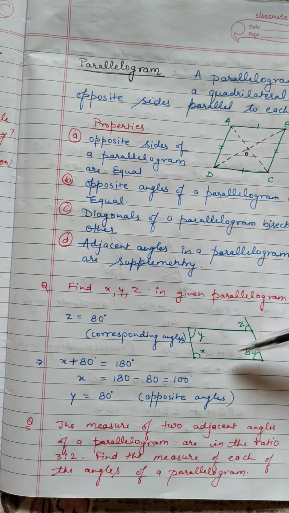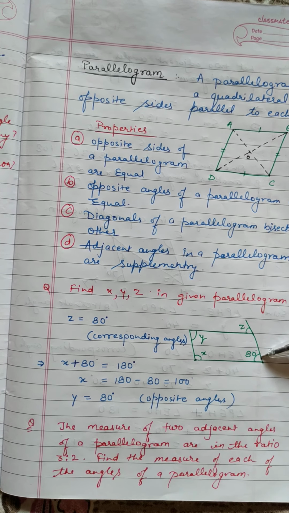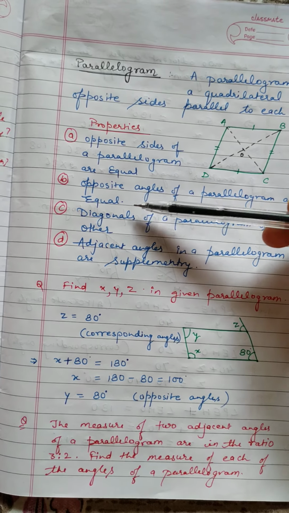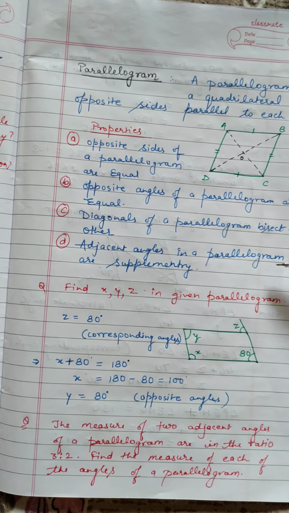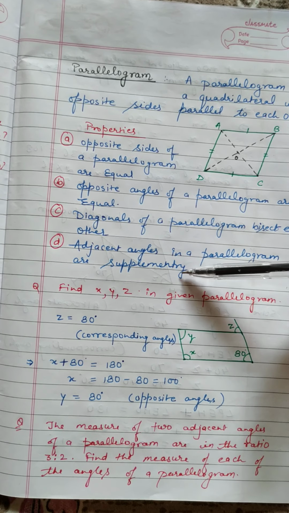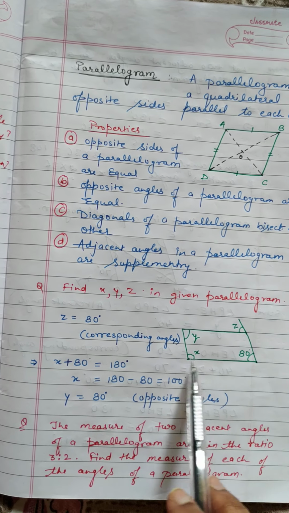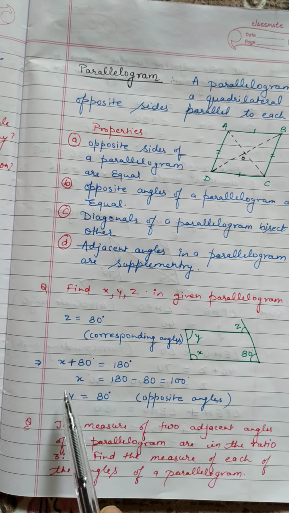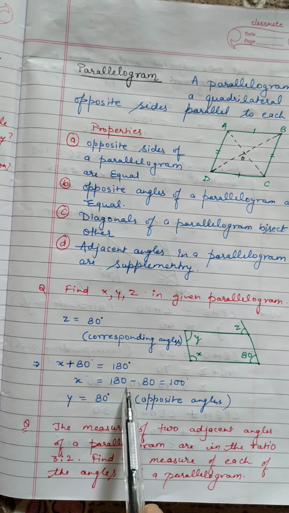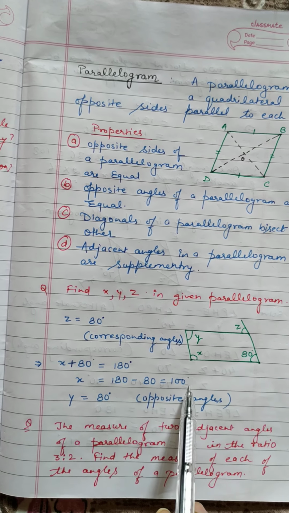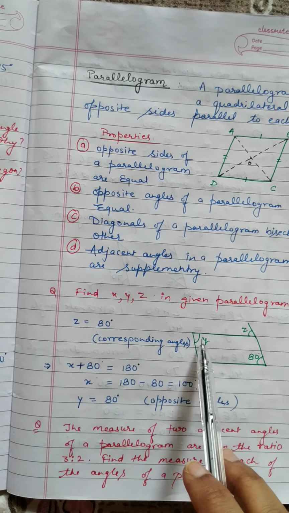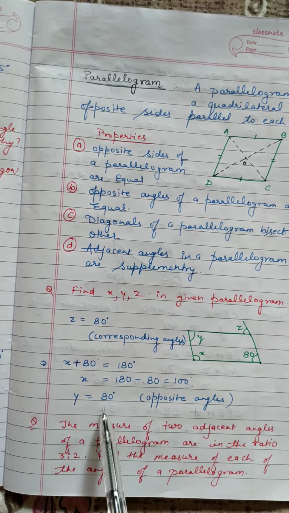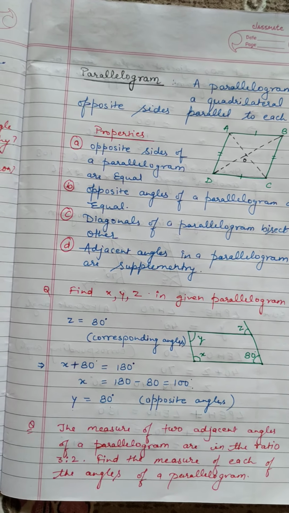Now, X plus 80 is equal to 180 due to the property: adjacent angles in a parallelogram are supplementary. So, the sum of these two angles is 180. So, X is equal to 180 minus 80, so you get 100. Now, Y: opposite angles in a parallelogram are equal. So, Y is equal to 80.